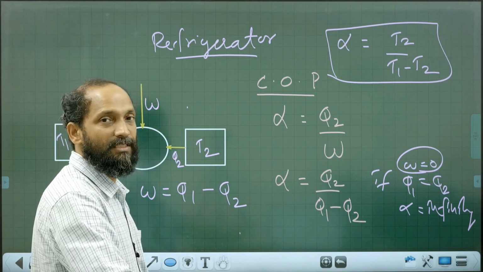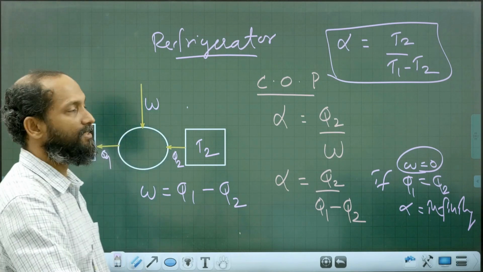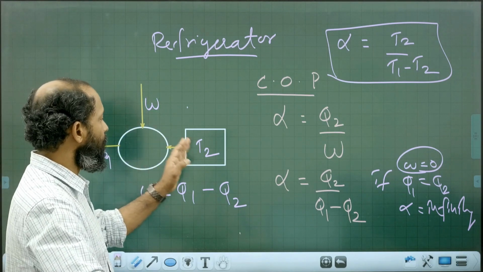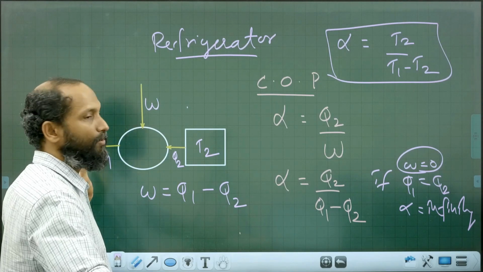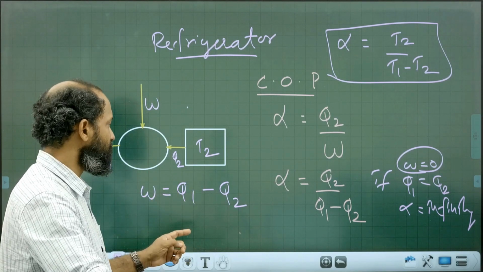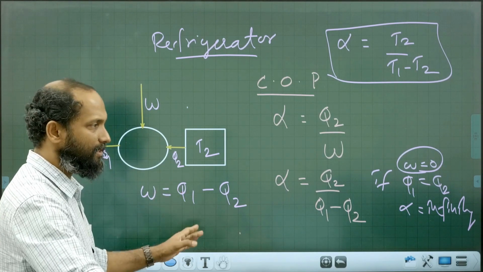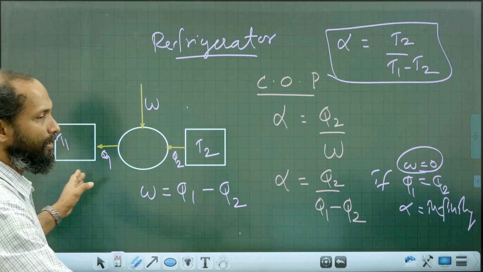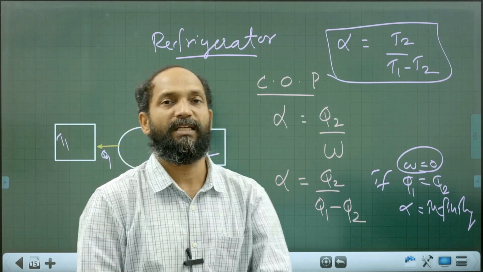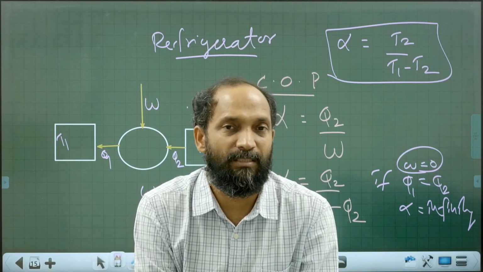So that is the second law of thermodynamics. No process is possible whose sole result is the transfer of heat from a cold reservoir to a hot reservoir in the absence of external agency. Repeating, no process is possible whose sole result is the transfer of heat from a cold reservoir into a hot reservoir in the absence of external agency. Okay, that is the second law of thermodynamics statement.